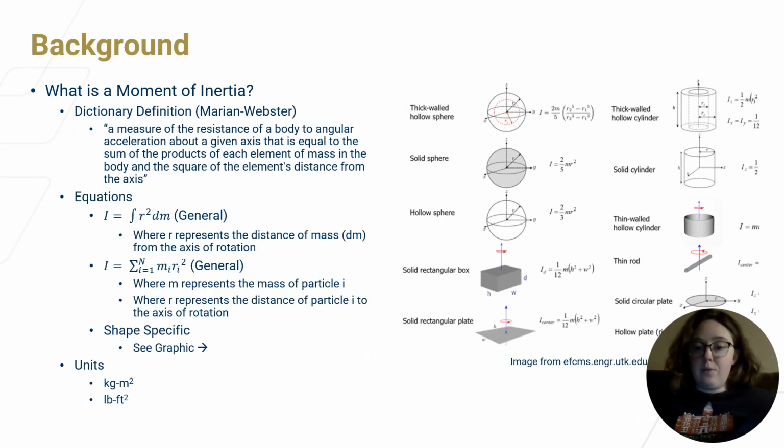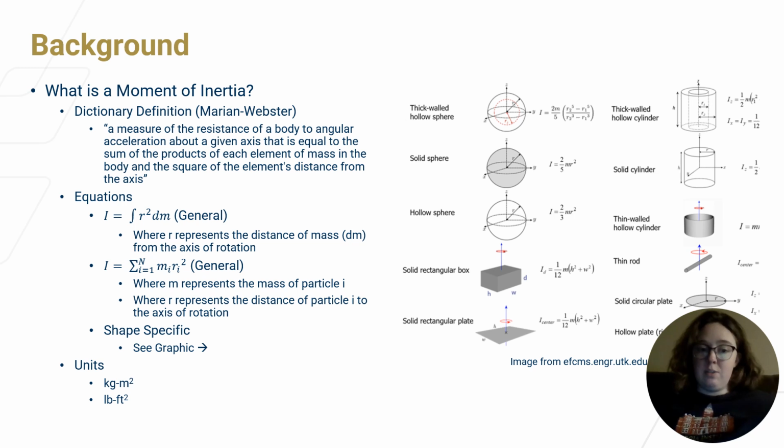So, some background for our lecture. What is a moment of inertia? Here I provided our dictionary definition from Merriam-Webster, but essentially a moment of inertia is a measurement of the resistance of a body to angular acceleration. So essentially your resistance to rotation.